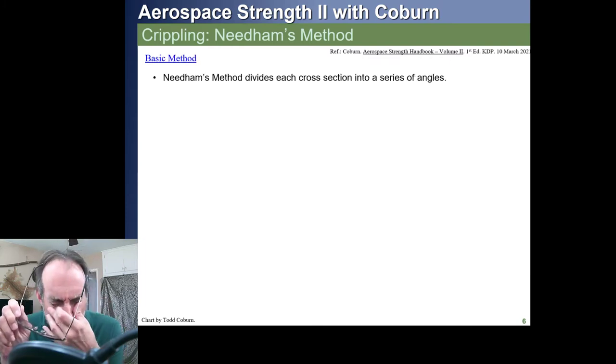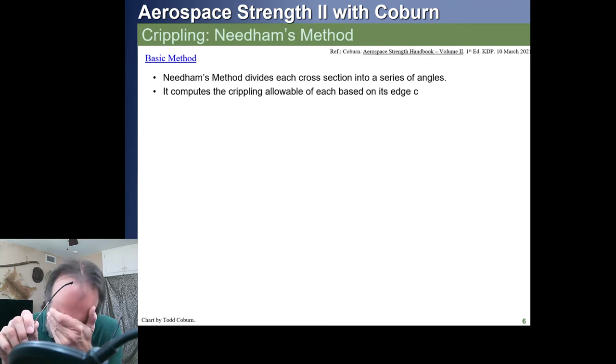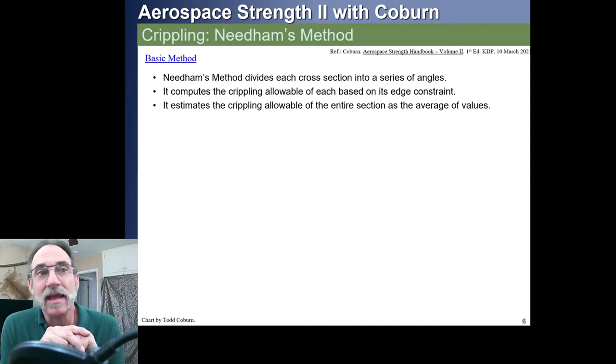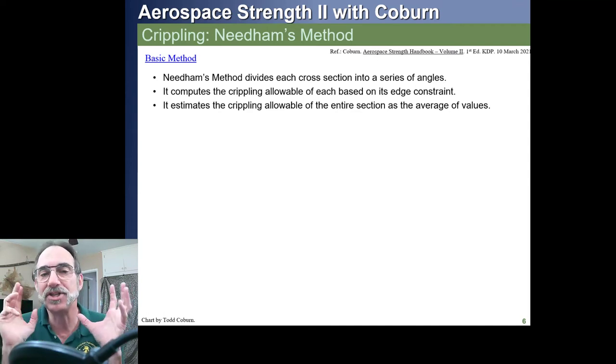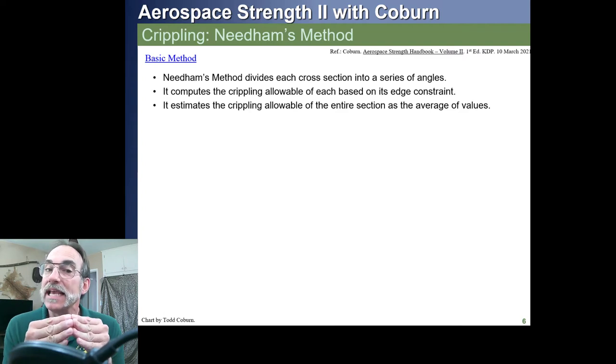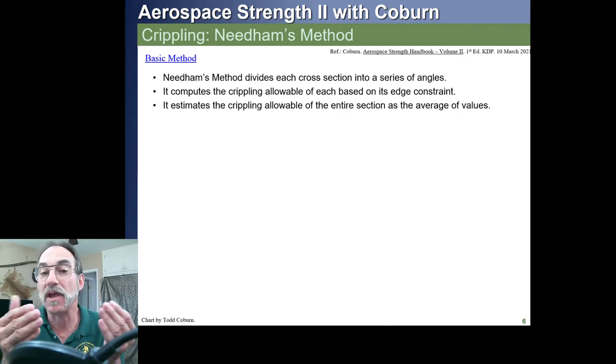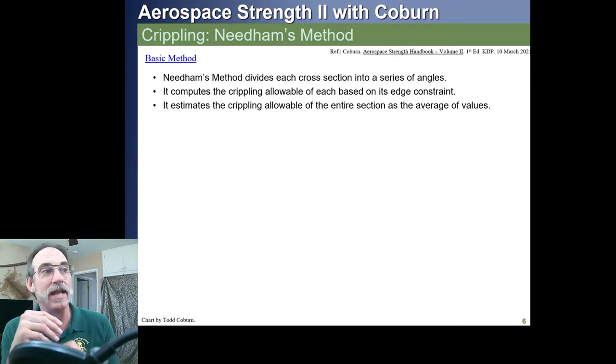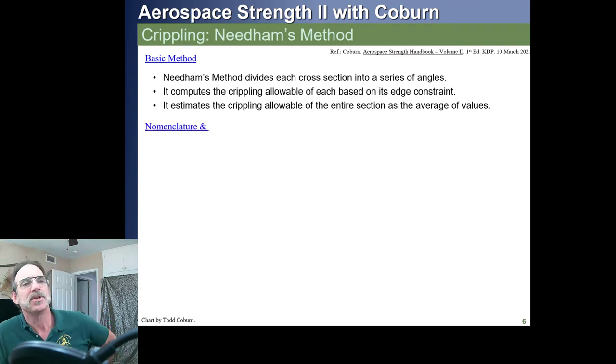The Needham method was developed a few decades ago under the war effort by the government by a guy named Needham. And basically what he did is he postulated, because of that corner effect, that the crippling allowable is proportional to the strength of each angle in the section. So if you have a single angle, his method is pretty straightforward. If you have a member constructed of a number of angle-like sections, then we will evaluate the crippling allowable of each of those sections and then combine them using a weighted average. Okay? So let's see how that works.